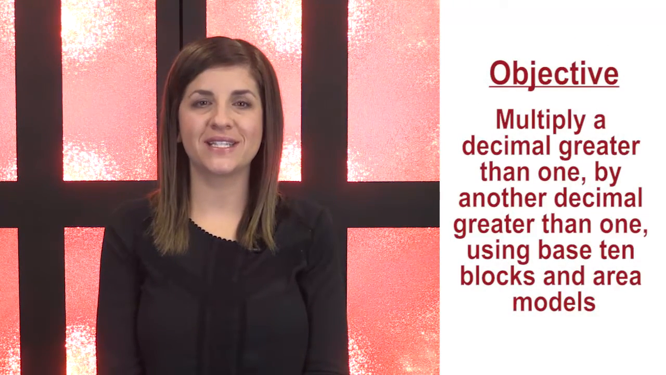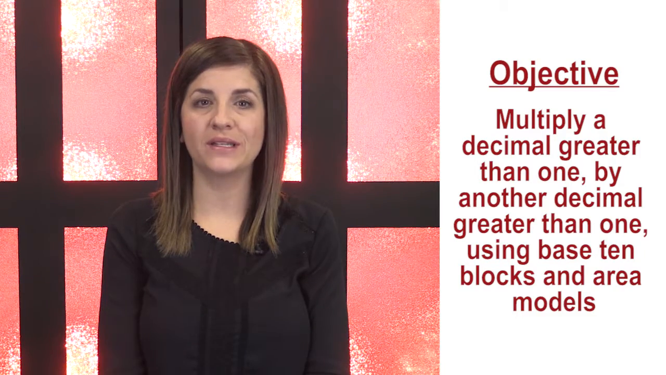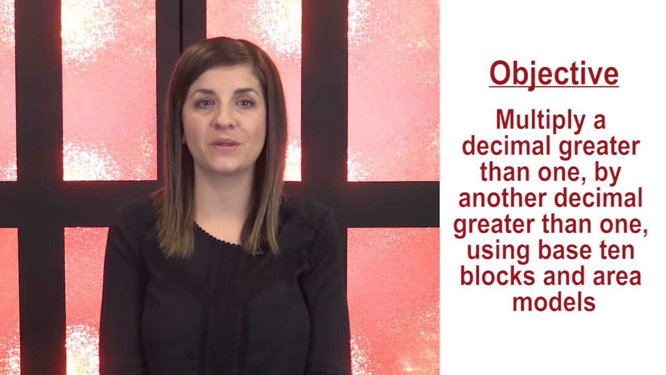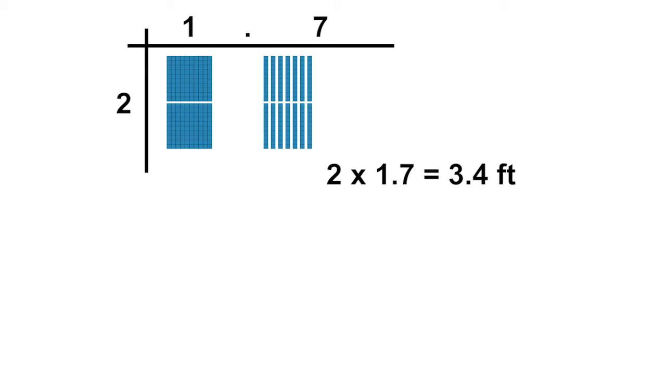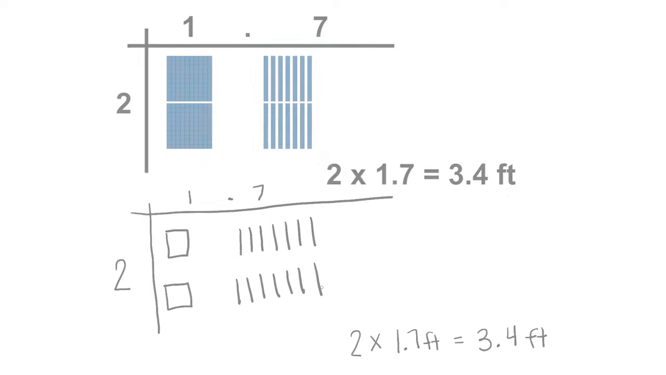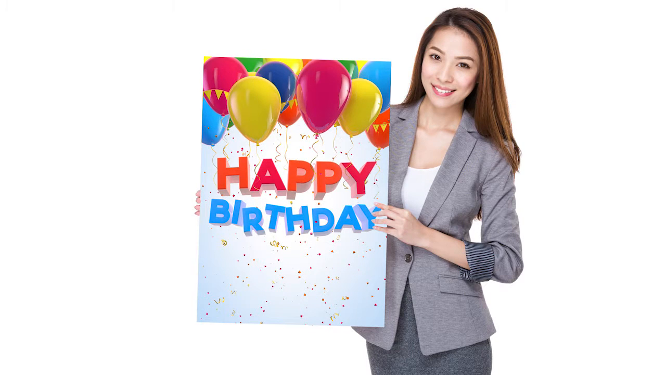The objective of this lesson is to multiply a decimal greater than 1 by another decimal greater than 1 using base 10 blocks and area models. In previous lessons, students have used base 10 blocks along with array mats to solve whole number by tenths multiplication problems. They have also used the box line dot method to model whole numbers multiplied by tenths. The factors today will be decimals greater than 1, but only with digits to the tenths place. Let's begin with our first problem.